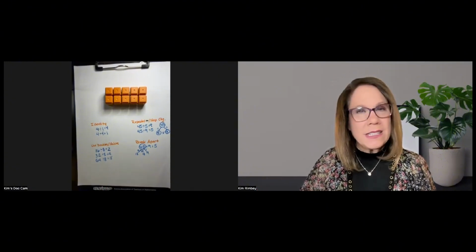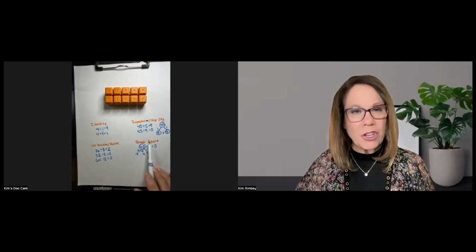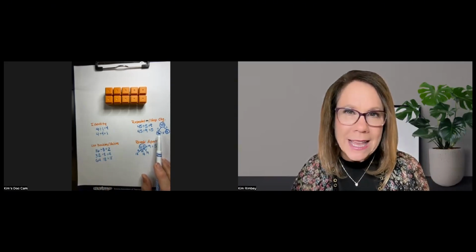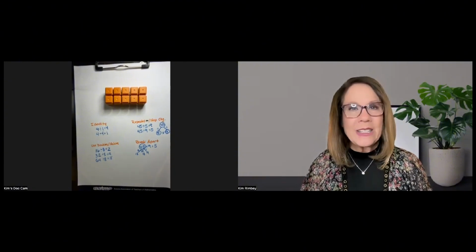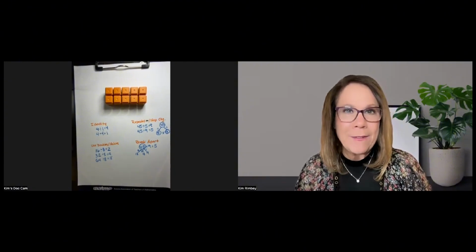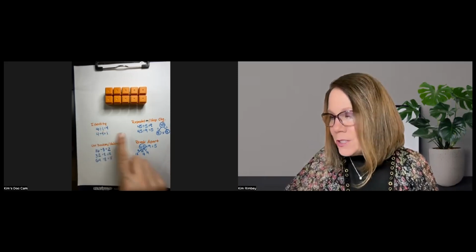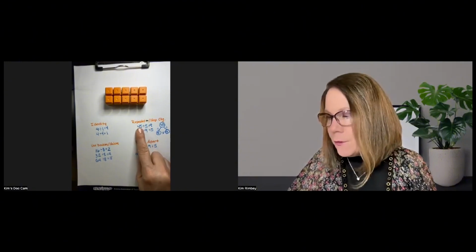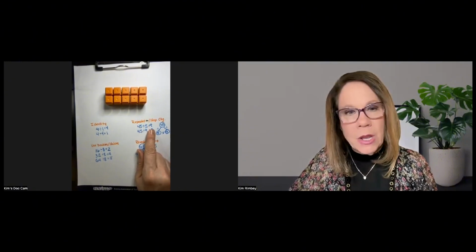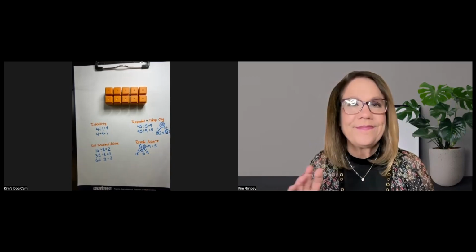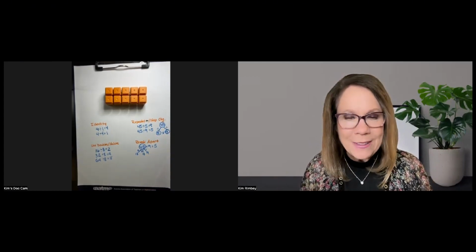So all of this to say, when you're working on your division facts, lean into what you know about multiplication. And that is where your students are going to get the biggest bang for the buck. So you want them first to be comparing the two numbers, the dividend and the divisor, looking for that relationship and using what they know about multiplication to help them with division. I hope this was helpful.